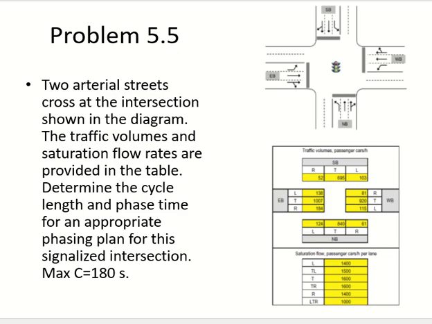Another example. We have again two streets given. You can see the movement for each one of them, and you can see the saturation flow rate. Saturation flow rate is given in passenger cars per hour. For our convenience, the flow rate is also given in passenger cars per hour. So the first step is already done. The first step was to convert everything to passenger cars per hour. That is already done. If it was not done, then you have to do it.